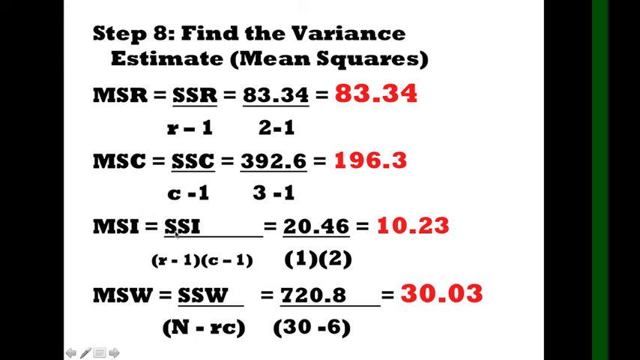For the MSI, we have SSI over R minus 1 times C minus 1. The computed SSI is 20.46. For the R minus 1, we have 2 minus 1 and 3 minus 1, so we have 1 times 2. So we have 2, 20.46 divided by 2, and the answer is 10.23. For the MSW, SSW over N minus RC. So we have 720.8 for the computed SSW over 30 minus 6, so that is 24. So 720.8 divided by 24 is 30.03.